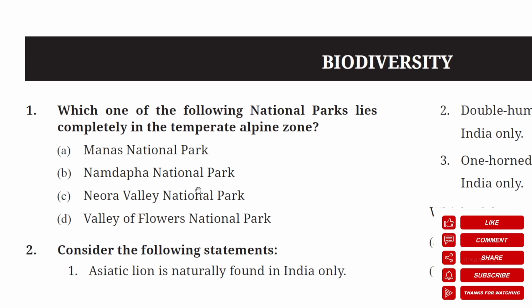From biodiversity, let's see the questions. Which one of the following national parks lies completely in the temperate alpine zone? So, national parks are a very important topic, and one should know different national parks in different states. But here the question is being asked based on the climatic conditions, temperate alpine zone. These temperate alpine zones are basically present in the, let's select from the options. Okay.